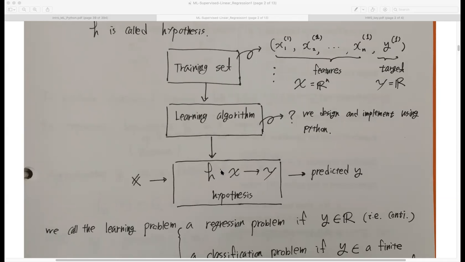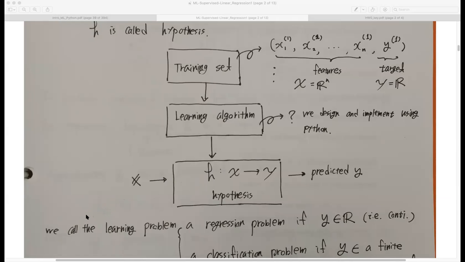Anyway, once we get the training set, then using the learning algorithm, especially in linear regression, we're going to use the gradient descent algorithm, actually least mean square. So we find the optimal theta in the hypothesis. Once we get the hypothesis, we train the hypothesis. So now we can use h to predict y.